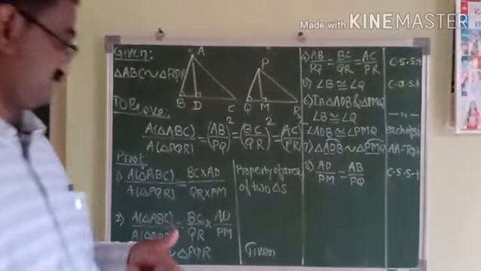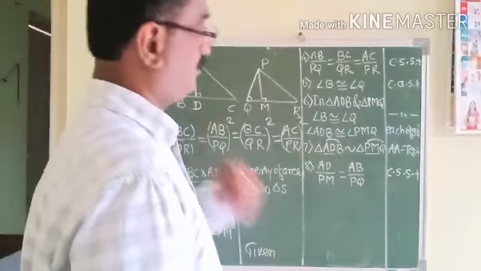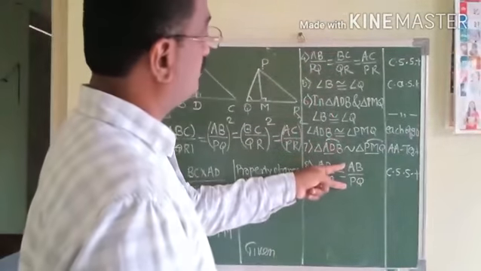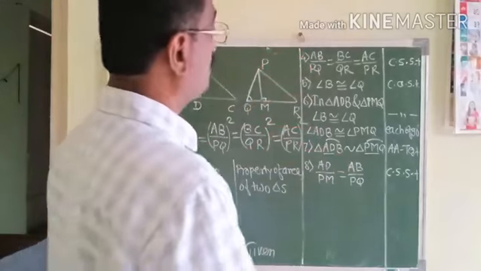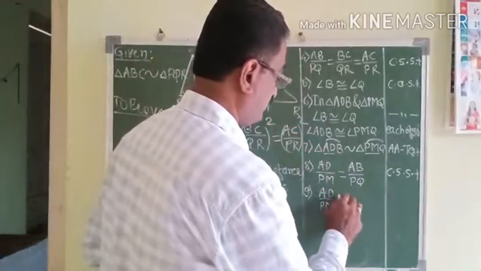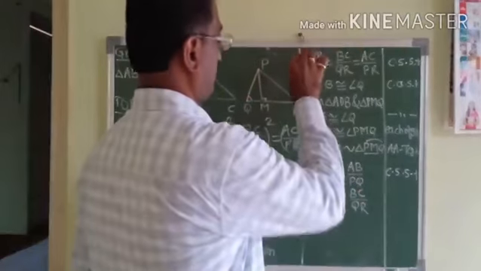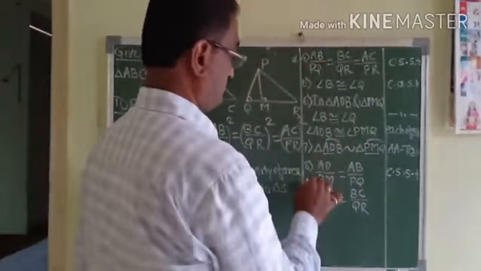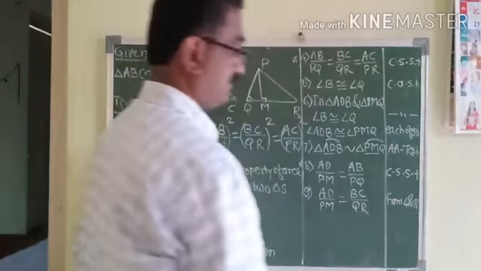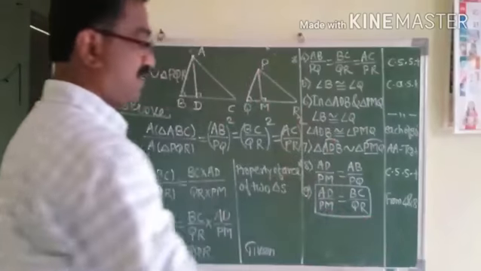See, what is our task? We have to show that AD upon PM is equal to BC upon QR. Here AD upon PM is equal to AB upon PQ. But here AB upon PQ is nothing but BC upon QR. So instead of AB upon PQ, we can write here BC upon QR. So from statements 4 and 8, AD upon PM is equal to BC upon QR.